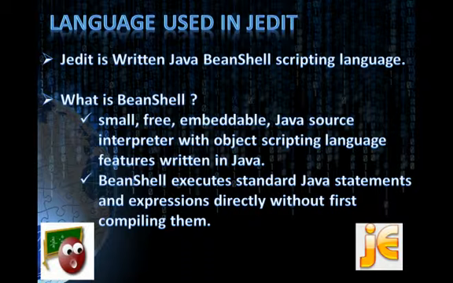BeanShell is a small, free, embeddable Java source interpreter with object scripting language features, written in Java. So basically it follows all the concepts of Java. BeanShell executes standard Java statements and expressions directly without first compiling them. Therefore, this works very efficiently in compilation times.